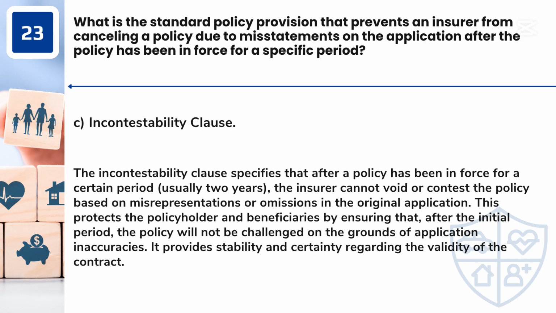Answer: C. Incontestability clause. The incontestability clause specifies that after a policy has been in force for a certain period, usually 2 years, the insurer cannot void or contest the policy based on misrepresentations or omissions in the original application. This protects the policyholder and beneficiaries by ensuring that, after the initial period, the policy will not be challenged on the grounds of application inaccuracies. It provides stability and certainty regarding the validity of the contract.